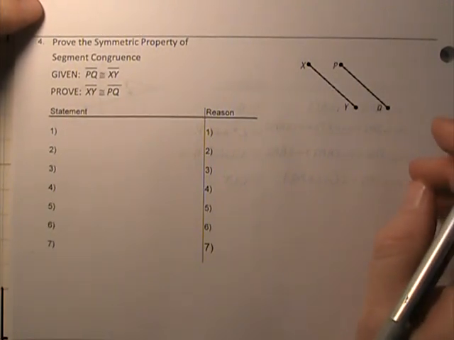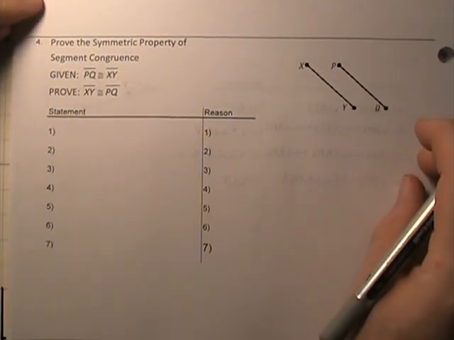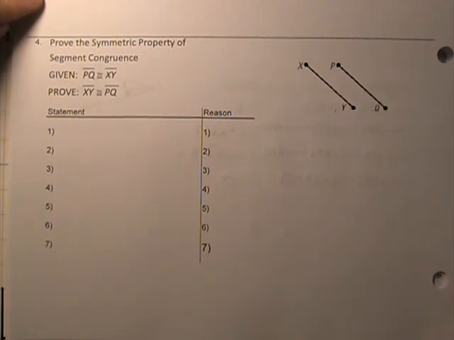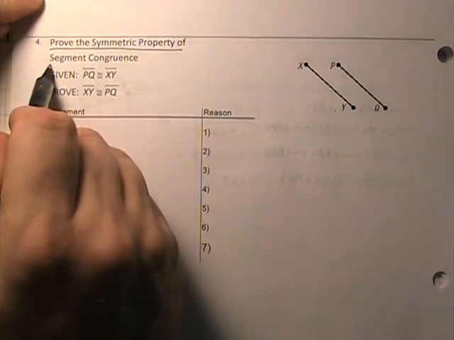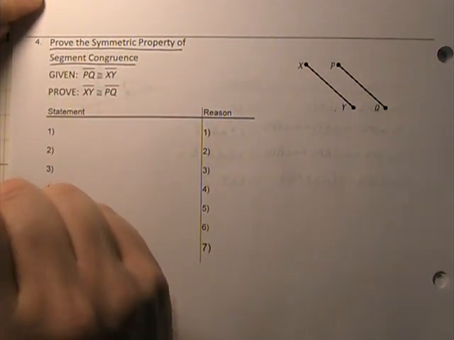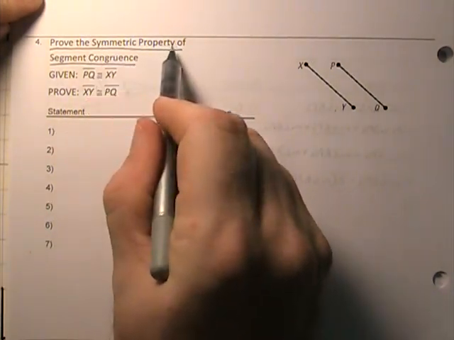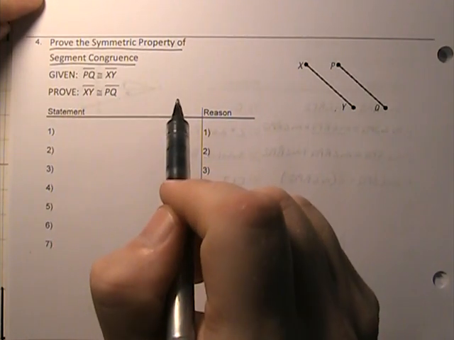Okay, so I'm on to number 4 here. We're still on assignment 2.5, and we're just going through a bunch of proofs. So here is an unusual proof in which we're going to actually prove one of our properties or theorems. It's important to remember, whenever I'm actually proving a property or a theorem, I can't use that property or theorem in the proof.